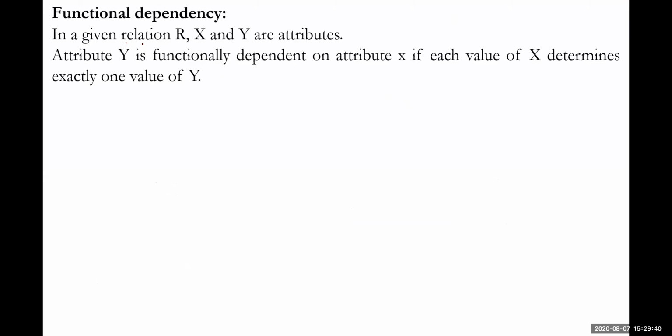Okay, functional dependency. How can functional dependency be defined? Let us consider there is a relation R. Within that relation, X and Y are two attributes. Then Y is functionally dependent on attribute X, capital X only, if each value of X determines exactly one value of Y. If that is the case, then we consider Y to be functionally dependent on X.